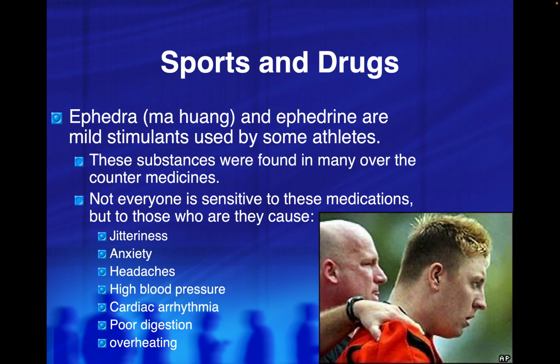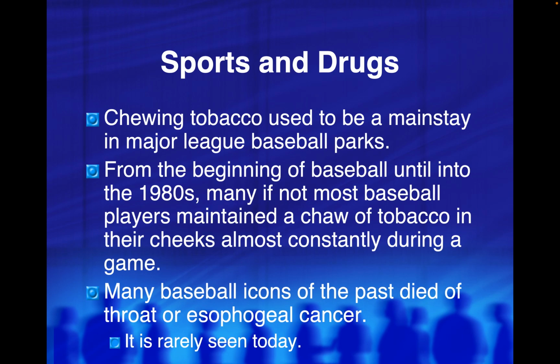Ephedra or mahuang and ephedrine are mild stimulants used by some athletes. These substances are found in many over-the-counter medicines. Not everyone is sensitive to these medications, but to those who are they cause jitteriness, anxiety, headaches, high blood pressure, cardiac arrhythmia, poor digestion, and overheating.